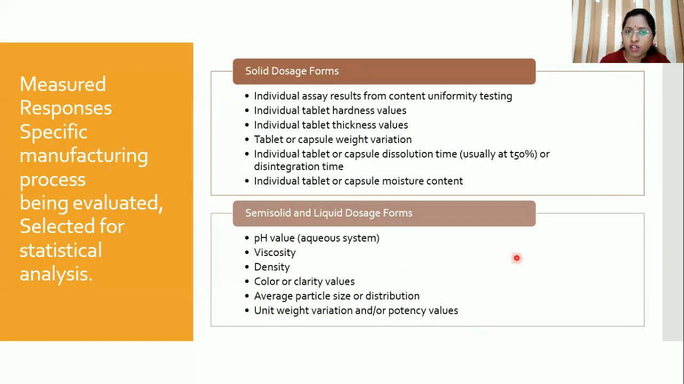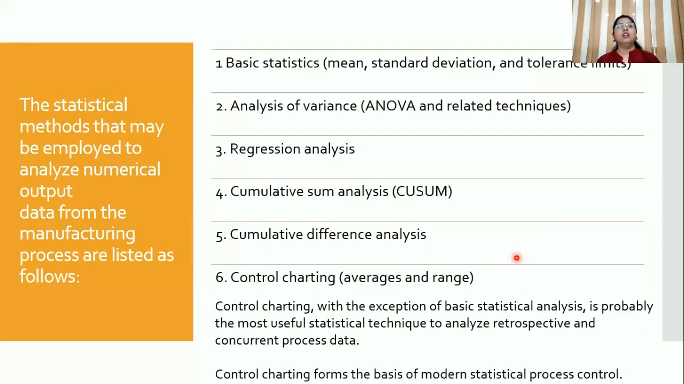So this is specifically for solid dosage form and semi-solid liquid dosage form. Now the statistical methods that may be employed to analyze numerical output data from the manufacturing process. So whatever data we are actually getting and we are applying it to the statistics, that is the manufacturing process data. So generally, what are the steps we generally follow? I hope you understood some part here.